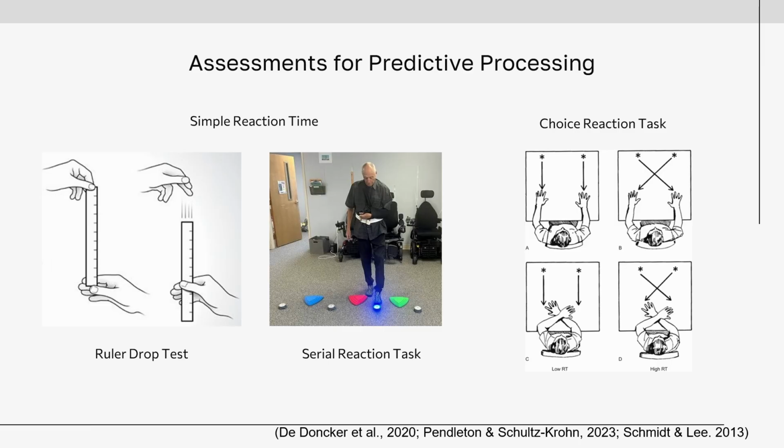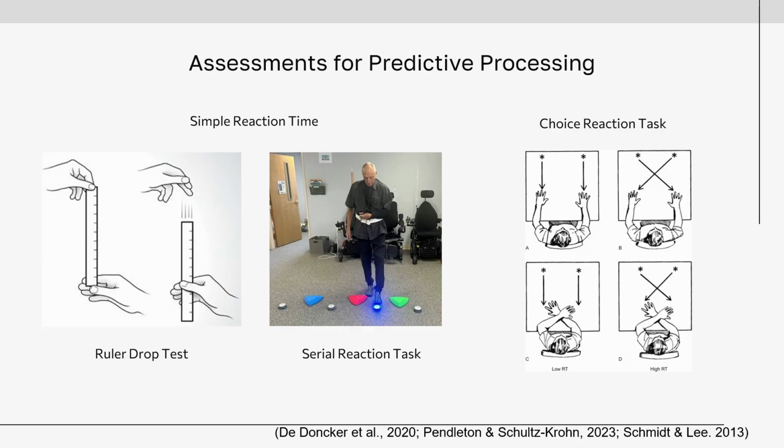While there are many ways to assess predictive processing, some simple ways that I'll go over are some simple reaction tests, a ruler drop test, and a serial reaction test. The ruler drop is simple, as the image illustrates. You take the ruler, have them place their hands towards the bottom of it, and you drop it. Where they catch it shows you their reaction time, and you can measure based on the inches on the ruler. You can do that 3 to 5 times. You can take an average if you want to, or you can just take the best one and see where that is.